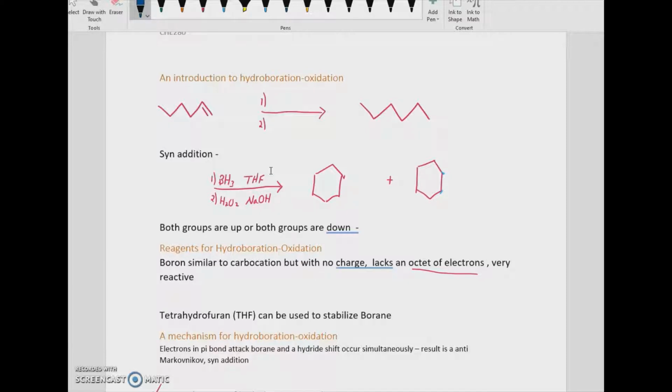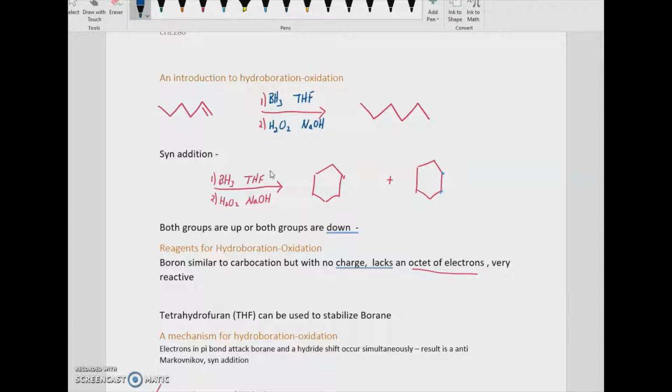So the reagents here are going to be a boron trihydride, and it's going to be in tetrahydrofuran. It's a two-step reaction, and the second step is going to involve using peroxide and sodium hydroxide.